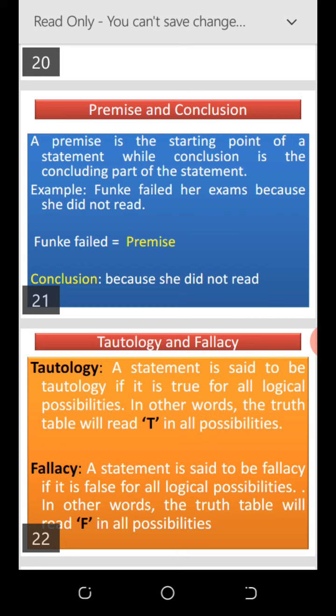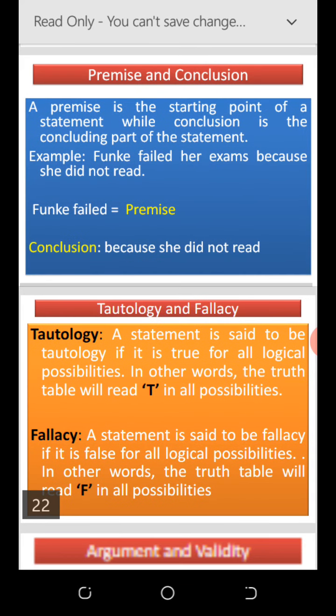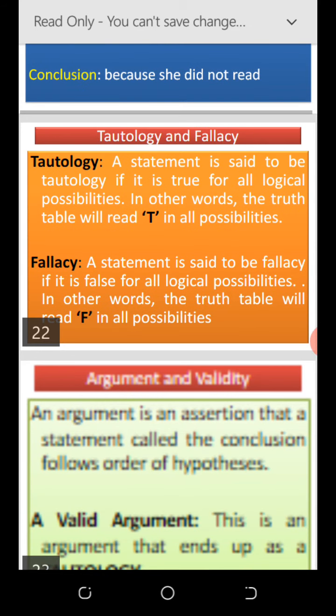Example, if you say Funke failed her exams because she did not read. So when you want to look at this holistically, Funke failed is the premise. The conclusion aspect is that she failed because she did not read. So Funke failed is the premise, while because she did not read is the concluding aspect of that statement.